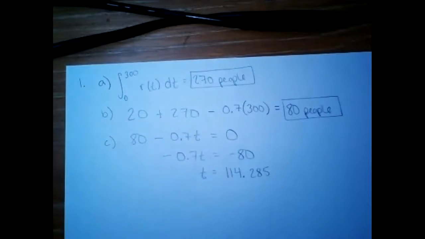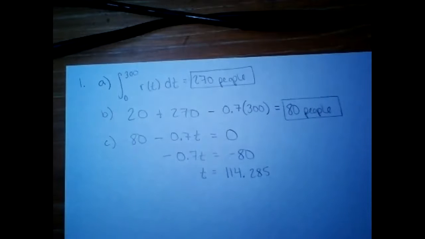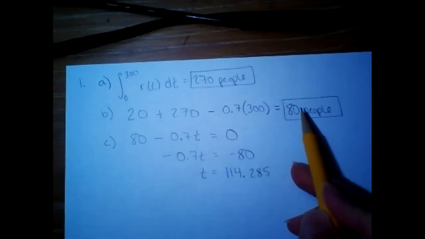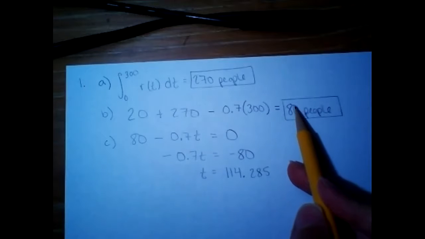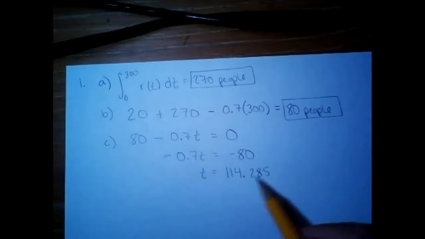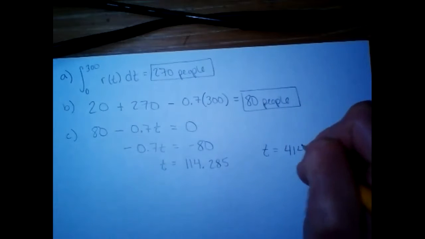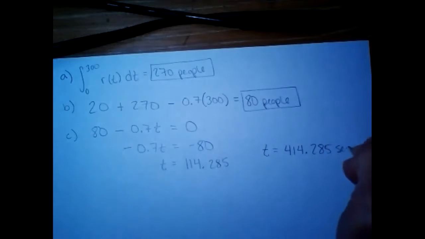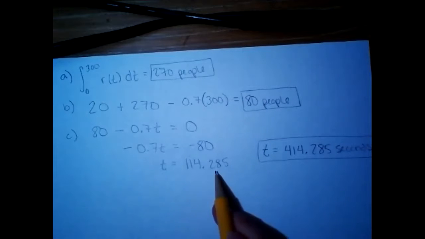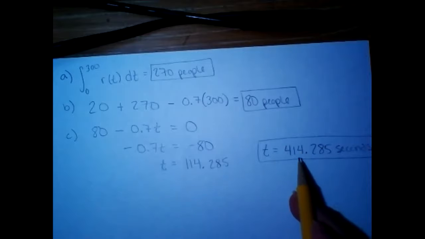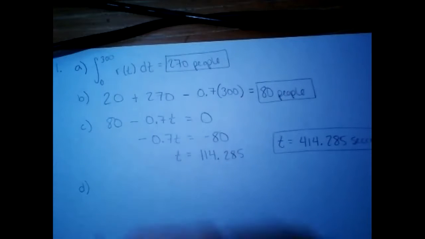Here's what kind of gets me on this question, and if I was rushing I would have missed this, to be perfectly honest, if I was taking the test. That is how many seconds went by since 300 seconds. Remember, we had 80 people at time 300, so you have to add on 300 to that. It would actually be time 414.285 seconds. We were starting at time 300, and then 114 seconds went by until that time, so you have to add on the 300 seconds from the first part.